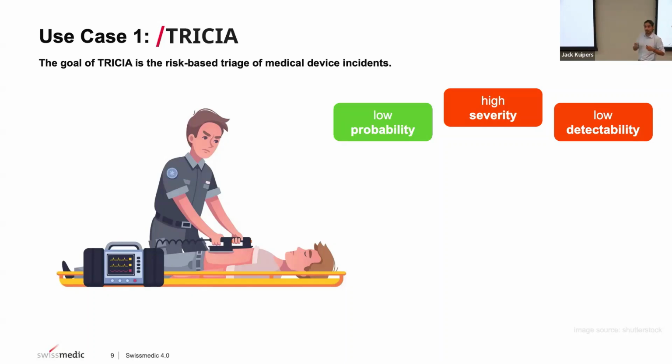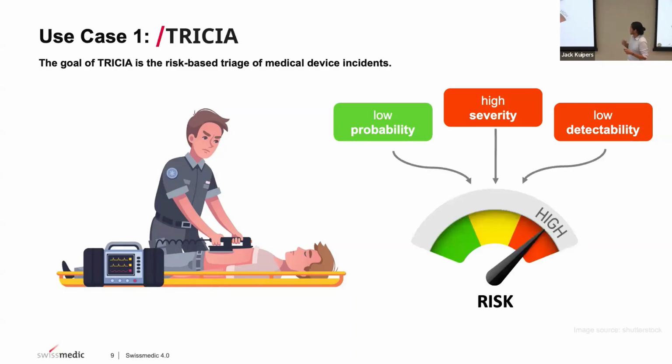Someone with experience, with a background, will look at free text, so an incident report. They will assess the probability, the severity, and the detectability based on their experience. You can imagine that depending on the background you have, if you have a medical background or an engineering background or a computer science background, your assessment will also change. So the idea here is to establish that this case was high risk and needs to be addressed fast. Swissmedic in this case will contact the manufacturer to address the situation.